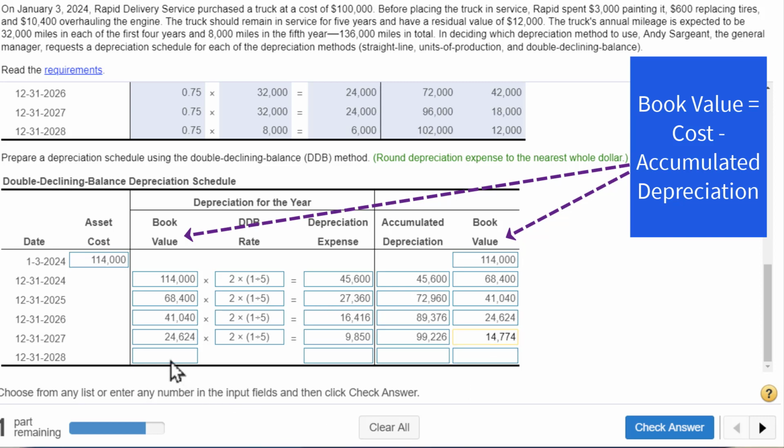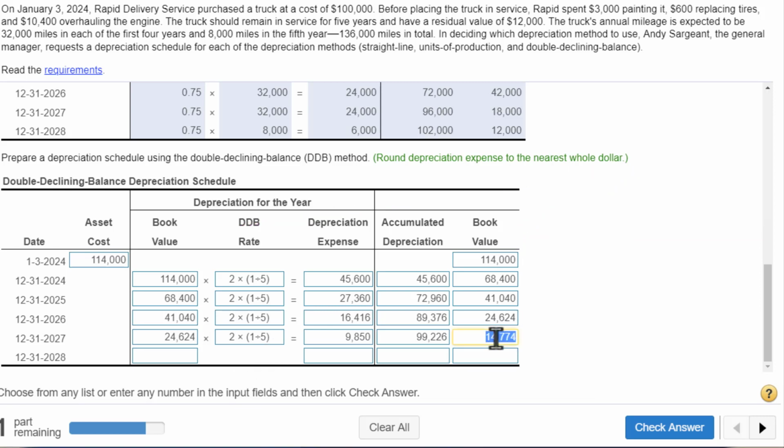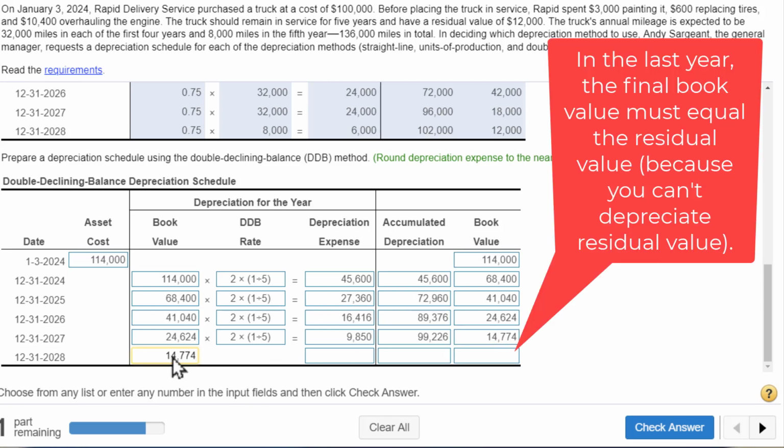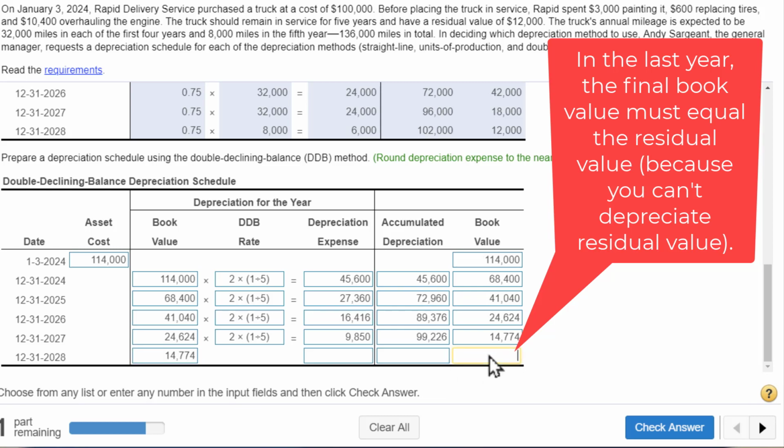So you might be wondering why we don't have anything for the double declining balance right here. Well, first of all, let me copy and paste this. The reason why is because in this last year, the book value has to be the residual value. So we're not going to multiply anything over here. We're just going to put in the residual value here and then work backwards. So the residual value, remember, is 12,000. And why must the book value at the very end be the same as the residual value? Because you cannot depreciate the residual value because you're going to sell it for that.